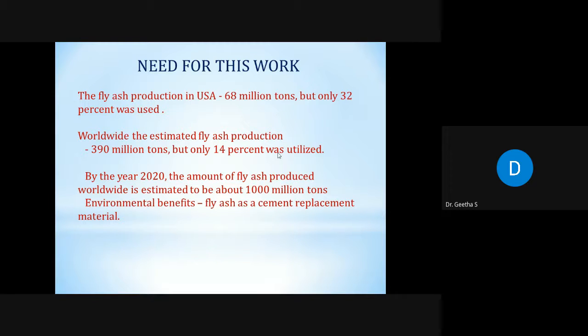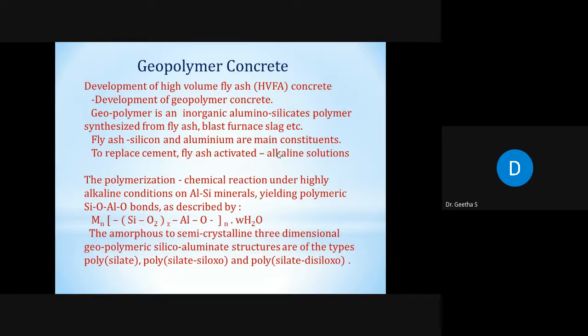And also we have addressed the scarcity of mining of sand, because around 30-35% of fly ash replacement is allowable in concrete, which results in large savings of the natural aggregate used in concrete. The next thing is the alternative to avoid using cement as a binding material, which is geopolymer concrete, where again there is a potential use of high volume fly ash.